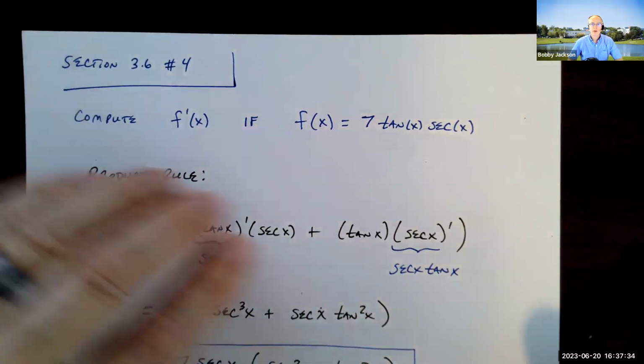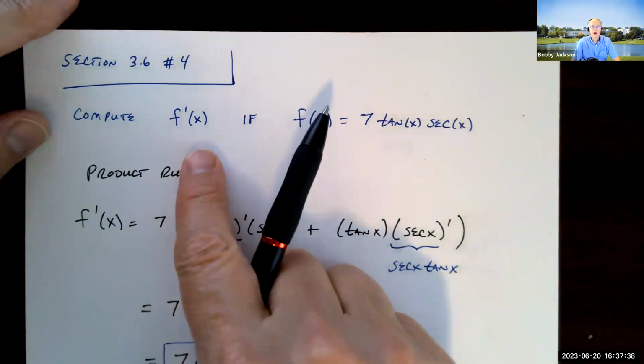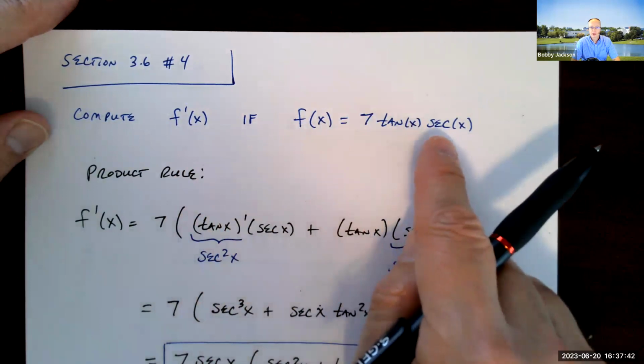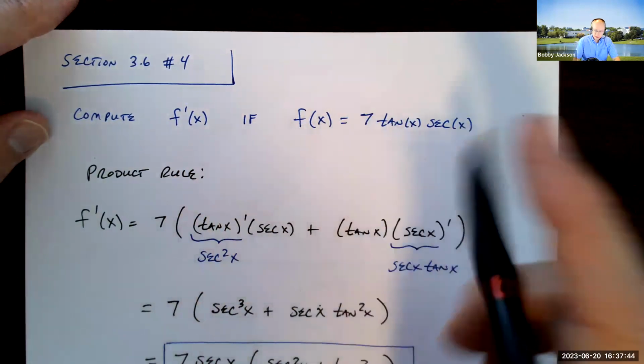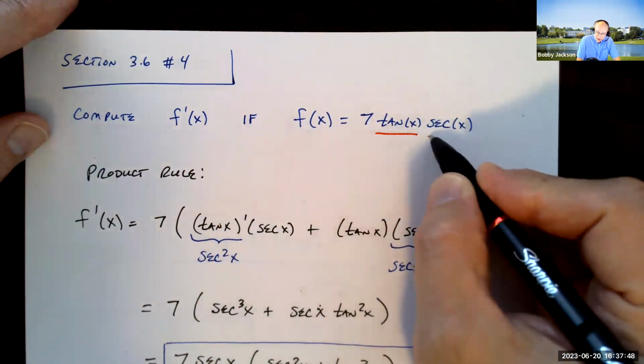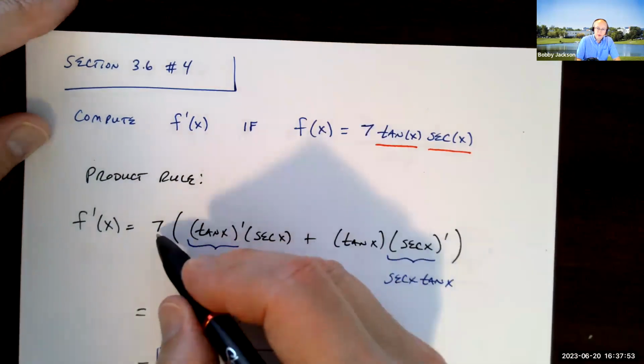Okay, everyone, we're going to look at number 4 in section 3.6. We're going to compute f prime of x if f of x is 7 tangent x times secant x. So to find this, notice the derivative. Notice we've got a product of two functions. I'm going to take 7 as a constant multiple and pull that out.